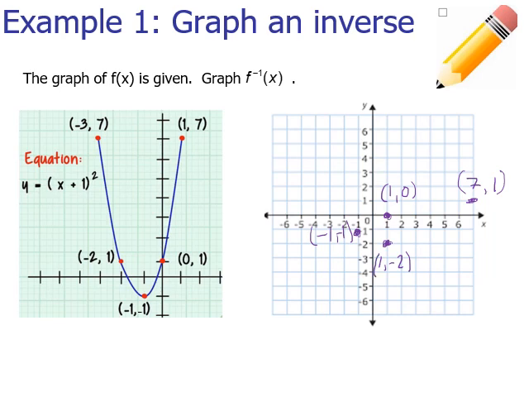And our last point was -3, 7. So that turns into 7, -3. Using the inverse points, I have now come up with my new function.